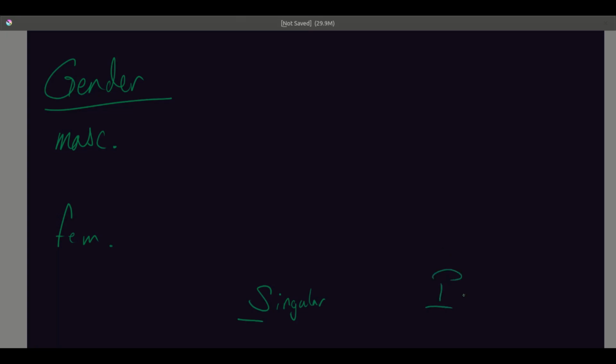I'm going to draw up this chart for gender in the Spanish language. And underneath gender, I'm going to put mask for masculine. And I'm going to put femme for feminine. Alright, down here I'm going to have an S for singular. And I'm going to have a P for plural.